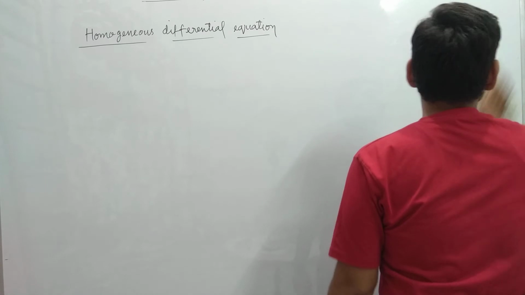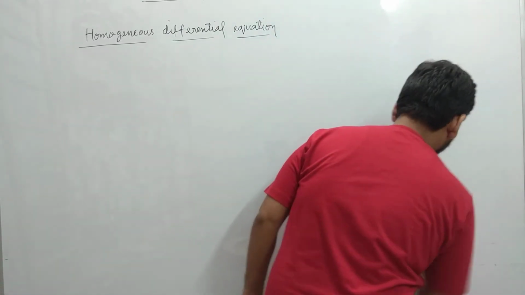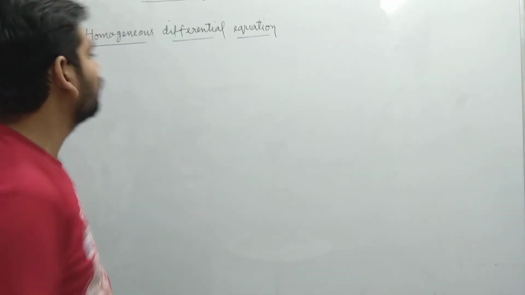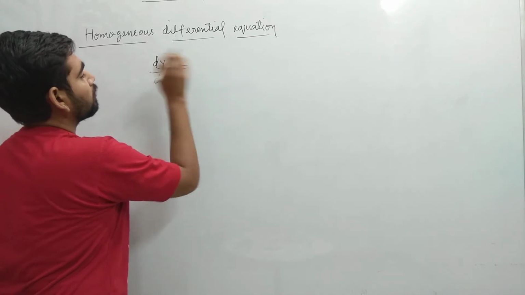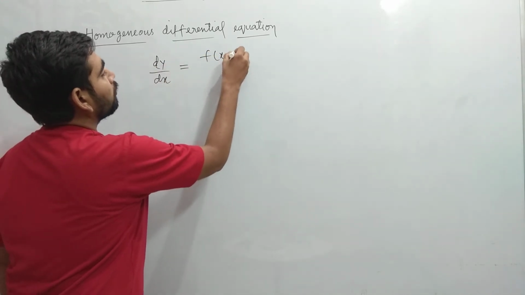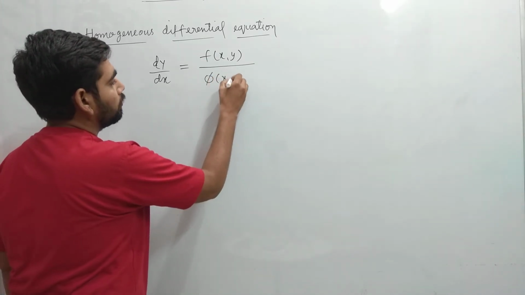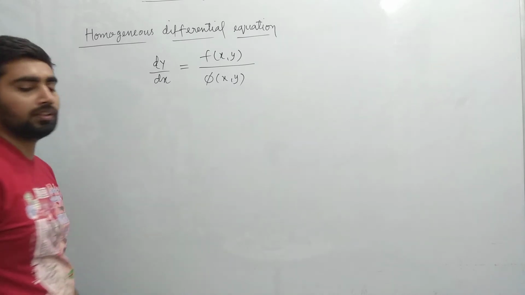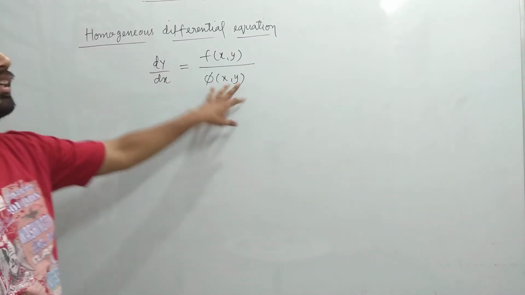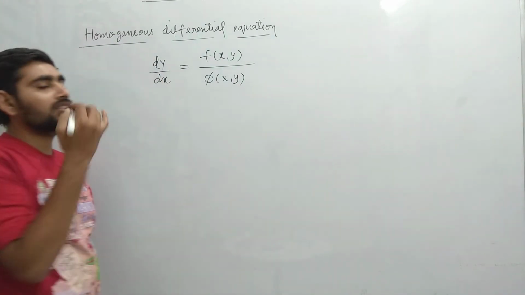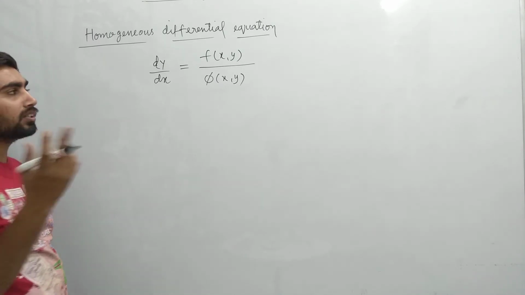You might have studied homogeneous functions in your earlier classes. If we have a differential equation dy by dx equals some function of x, y divided by some other function of x, y, suppose it is f(x,y) and phi(x,y), a differential equation of the form dy by dx equals f(x,y) upon phi(x,y) is known as homogeneous differential equation. We will say that this differential equation is homogeneous if two conditions are satisfied.